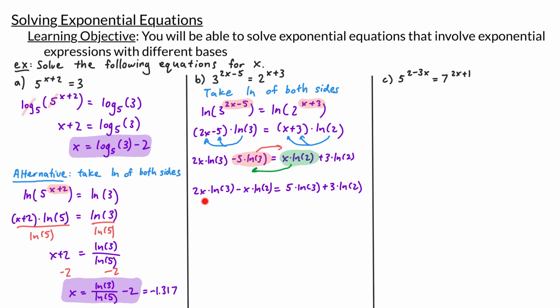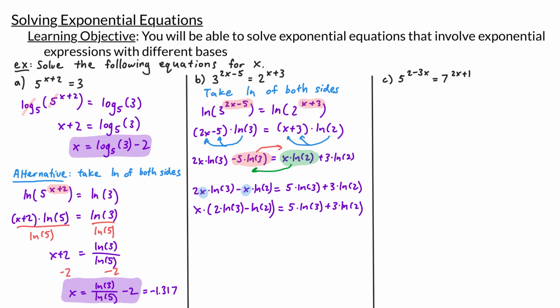Now, on the left-hand side, we'll notice that every single term here has a factor of x. So we can factor that x out and get x times 2 times ln of 3 minus ln of 2. And on the right, it's still the same, 5 times ln of 3 plus 3 times ln of 2.